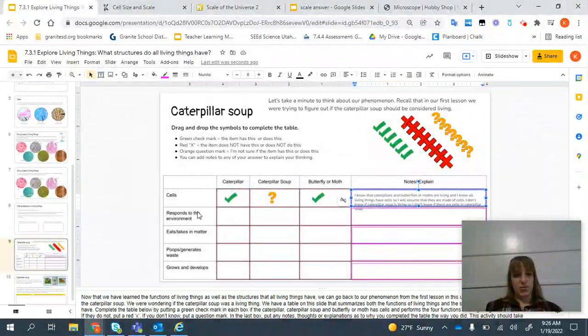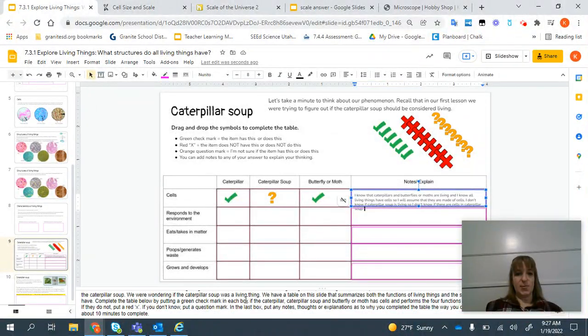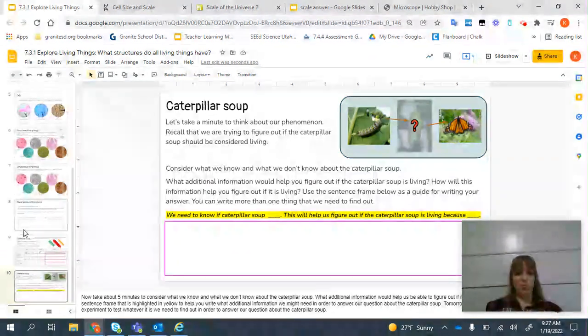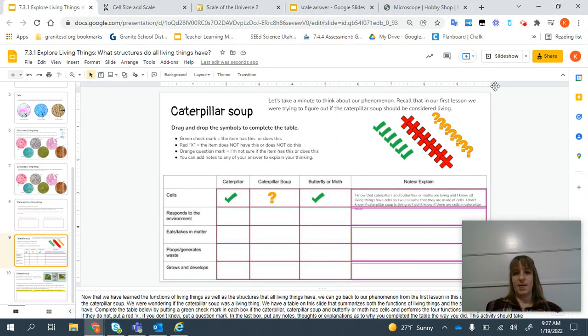So then what you're going to do is go through each of the four functions of living things and decide if the caterpillar soup, or the butterfly or moth, perform each of these functions. Now again, if you know for sure, you put a check mark. If you know for sure that they do not, you'll put an X. If you don't know, then put a question mark. And then in the notes section, explain your thinking. So again, you have about 10 minutes to complete this, and you can push the pause button while you are doing that. And then when you're done, go ahead and push start again, and we will do the last activity.